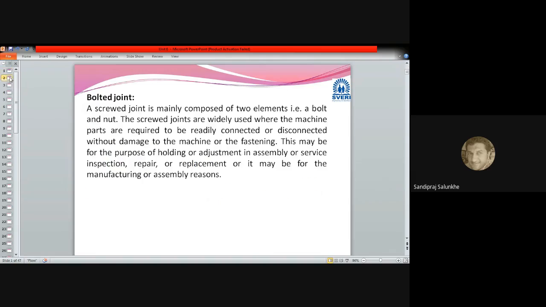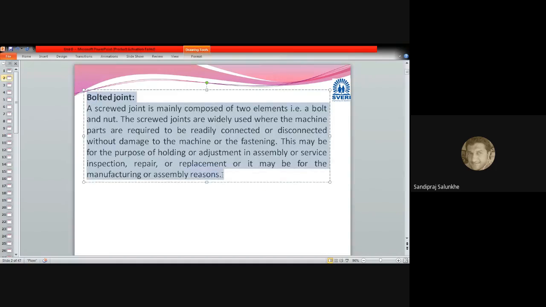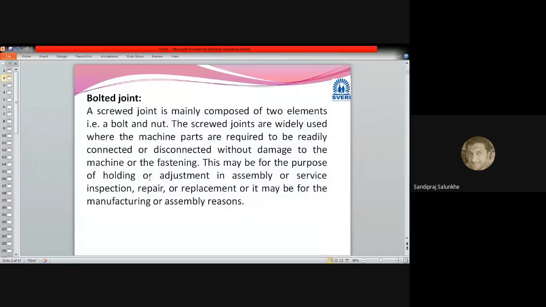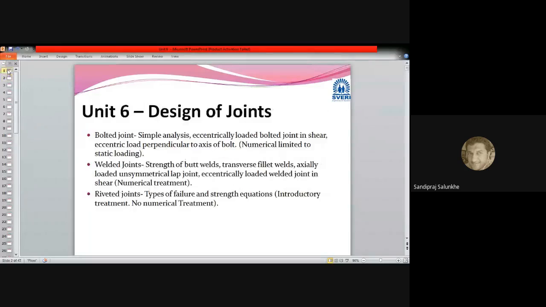Again, before going to these bolted joints, let me ask you a question: where might you have observed this type of joints, and why are joints basically required? Yes. This is a part of assembly, right?